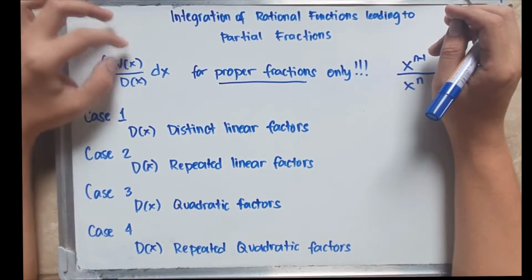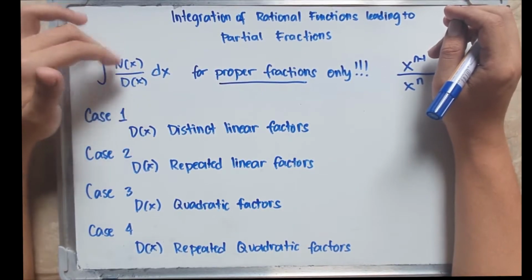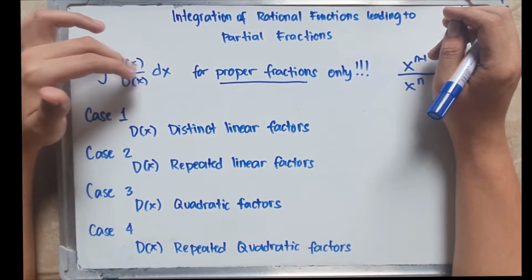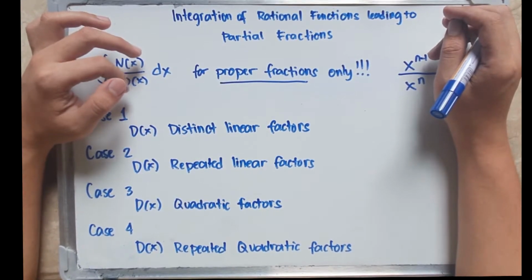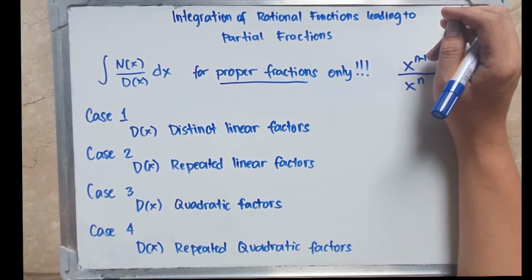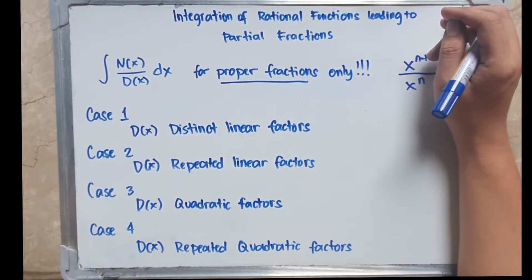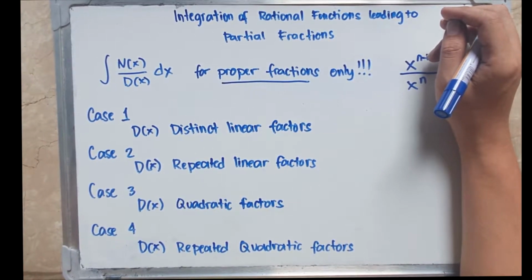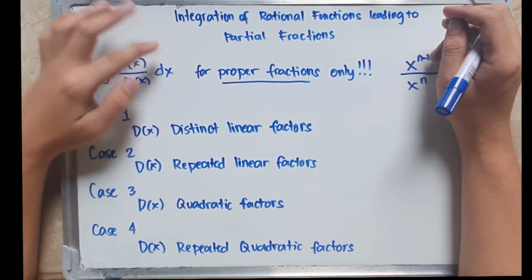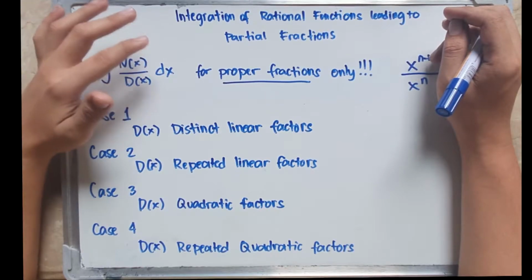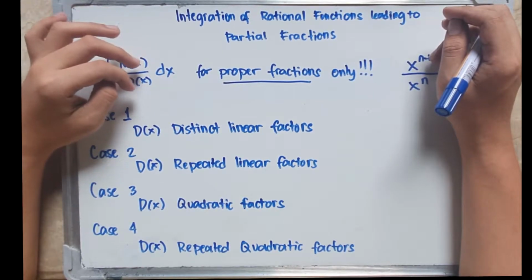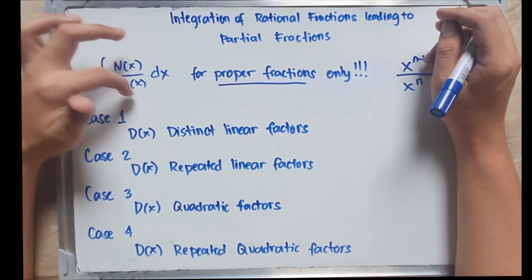Okay. So what is instilled in this topic? This topic, N(x) over D(x), could be solved using the previous methods. This could be solved by the inverse trigo method. This could also be solved via trigonometric substitution. But we will be having this topic in order for us to easily solve the given rational functions.